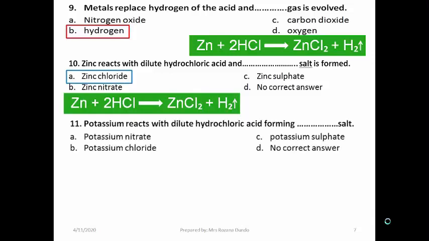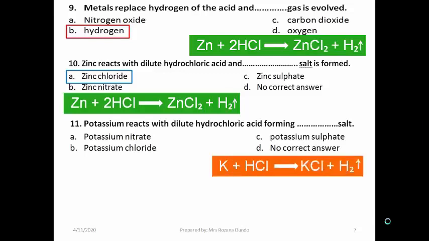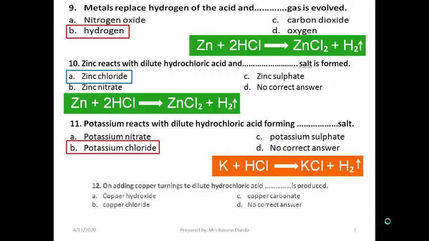11. Potassium reacts with dilute hydrochloric acid forming, let's see, potassium plus hydrochloric acid is going to give potassium chloride plus hydrogen gas evolves. So the salt is potassium chloride.